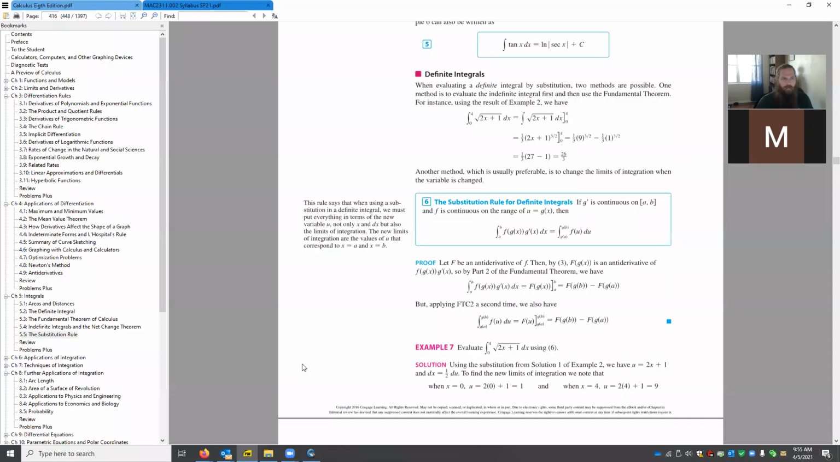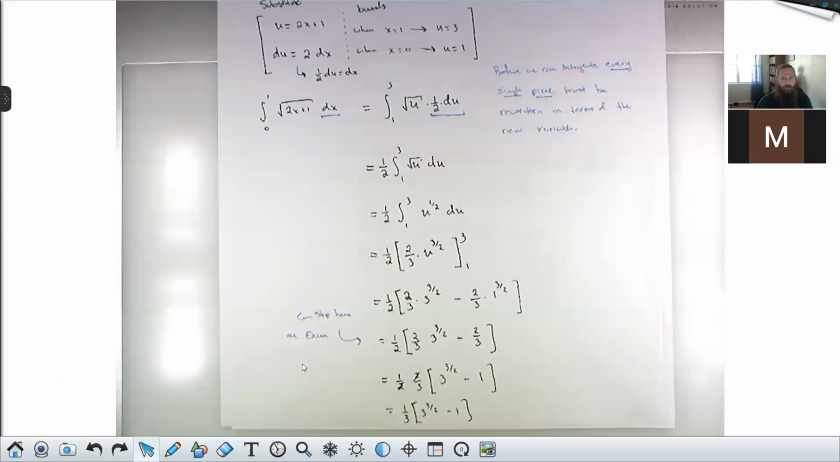Let's find ourselves another example. We can talk through each one a little bit more, yeah, if we want. So here's my original integral.